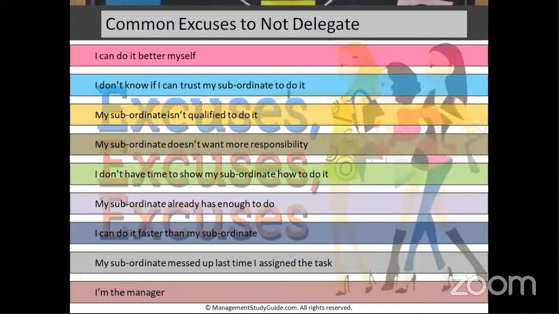Common excuses to not delegate: I can't do it. Okay, I can do it better myself. Okay, these are some of the reasons why people feel like they shouldn't delegate. I don't know if I can trust my subordinate to do it. My subordinate isn't qualified to do it.